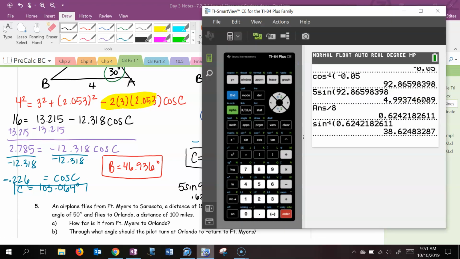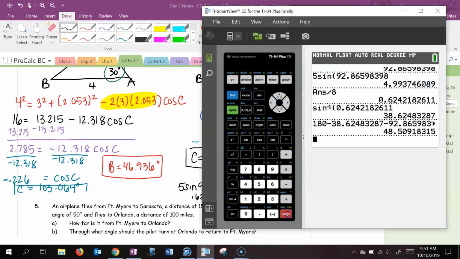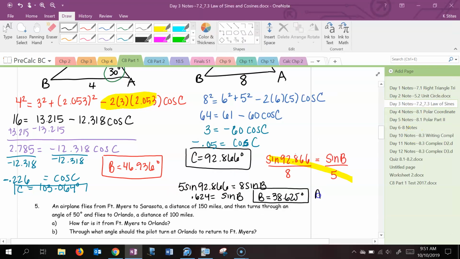And then again, to find your missing angle, we'll just subtract everything from 180. So it's 180 minus this angle minus this angle up here, and you get 48.509. Okay. So again, if you round things, you're going to get slightly different answers. So just be careful of that.